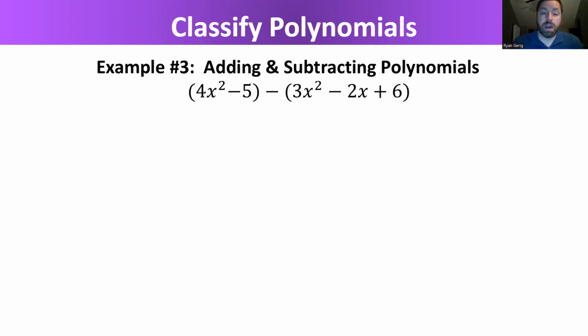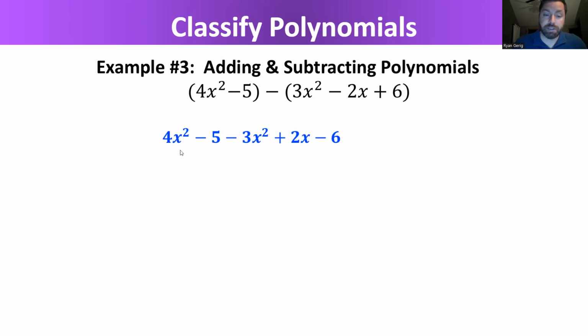Okay. What if we subtract? Subtracting is a little trickier because you've got that negative in there. That negative actually applies to everything in the second polynomial. It's like there's a negative 1 being distributed into the second polynomial. So 4x squared minus 5, nothing changes there. So I have negative 3x squared. Negative times negative is positive 2x, and negative times 6 is negative 6.